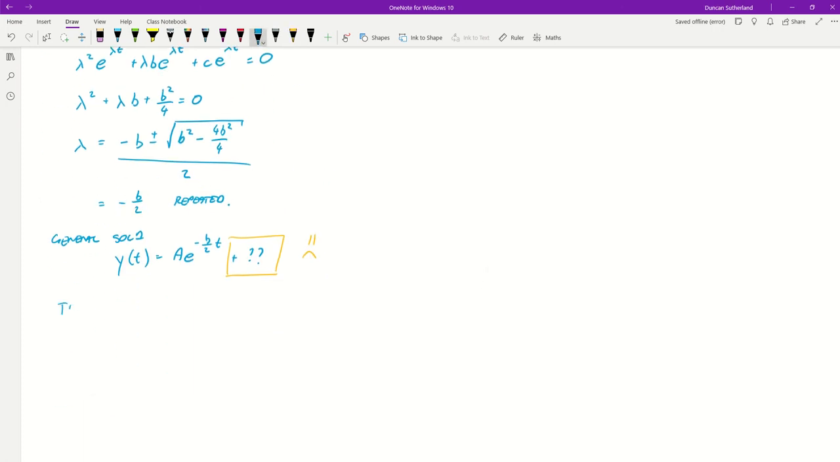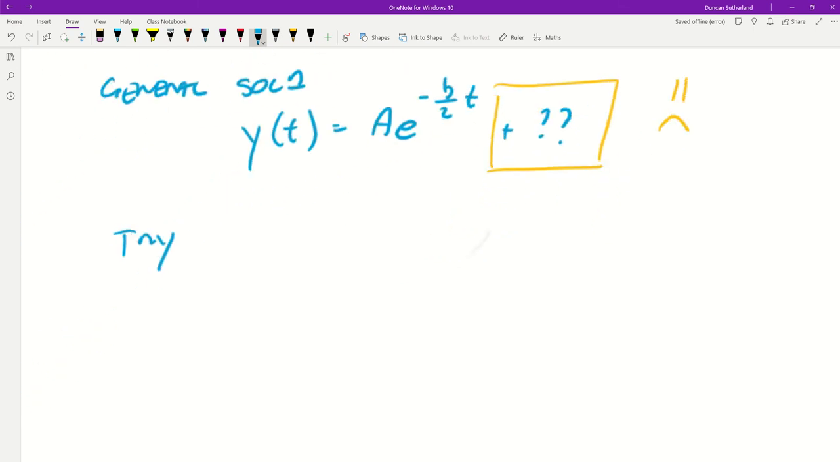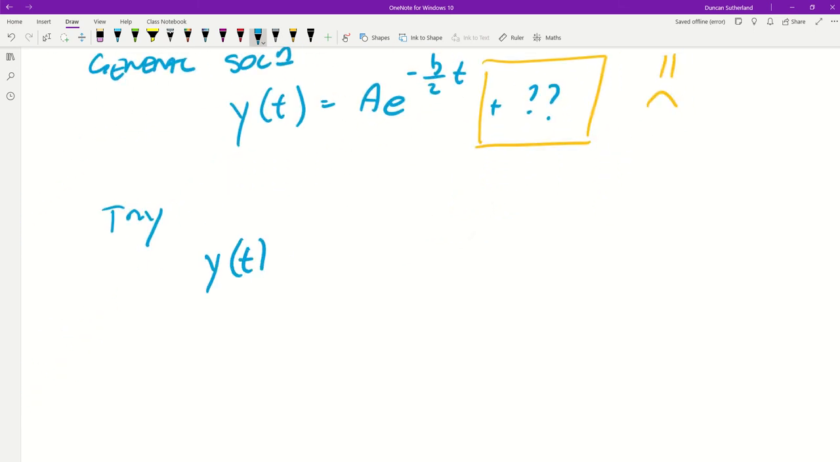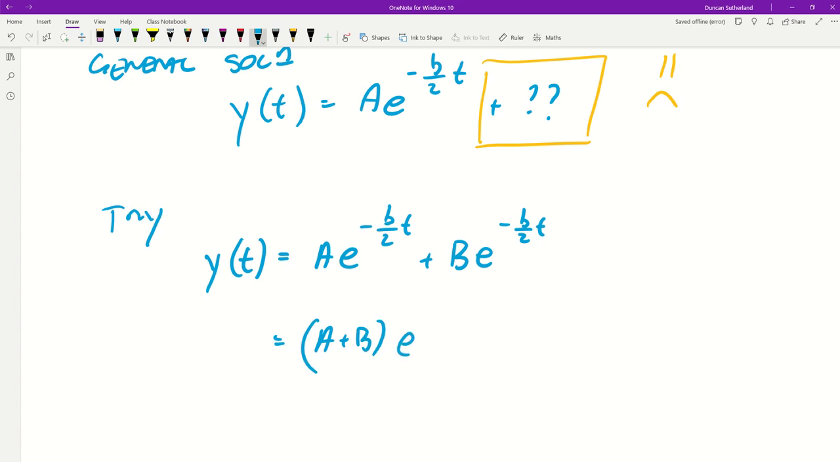We might try just repeating our solution, of course. We can say a times e to the minus bt on 2 plus big B e to the minus bt on 2, but that's obviously just equal to some other single arbitrary constant times this one functional form. The difficulty is that we've only got one functional form, one e type function, and we're stuck, right? We need a second one.